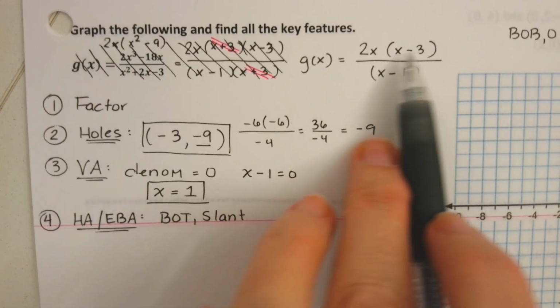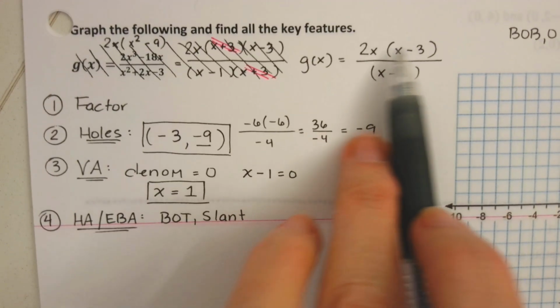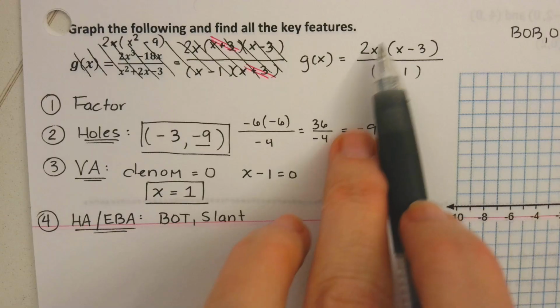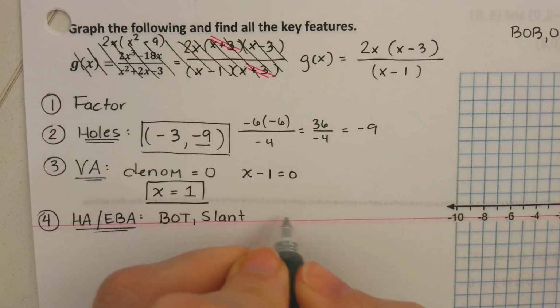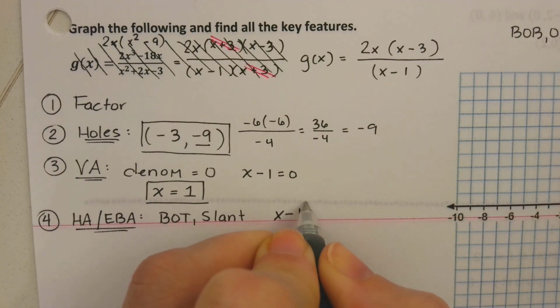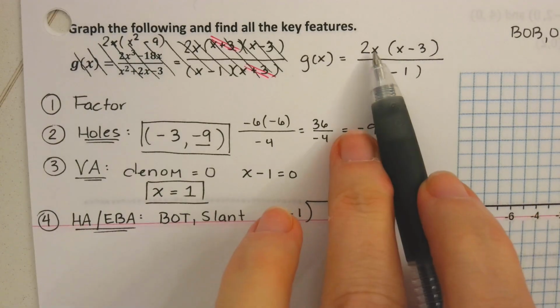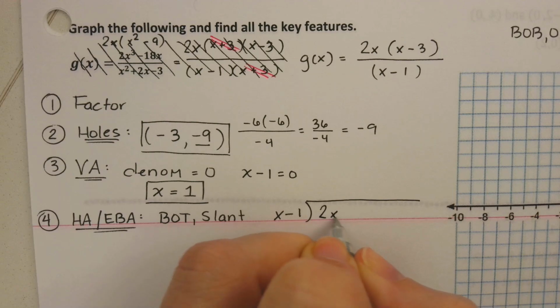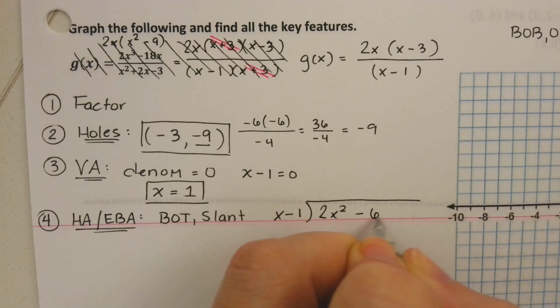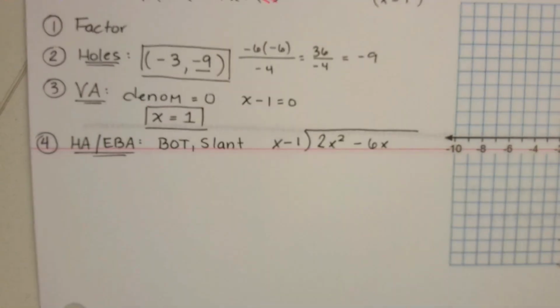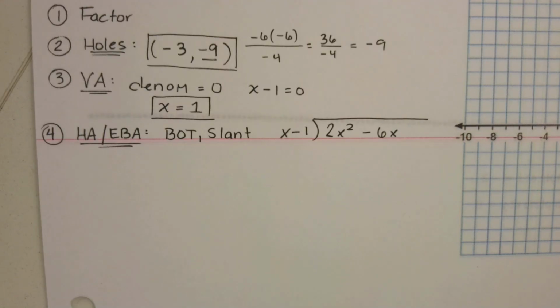I do need to write this back in standard form though in order to do the long division. So basically just take that 2x and distribute it back. If I take the 2x and distribute it back, what would that give me? 2x squared minus 6x. Very good. Alright, doing our little bit of long division here. Let's see, first term outside, first term inside.